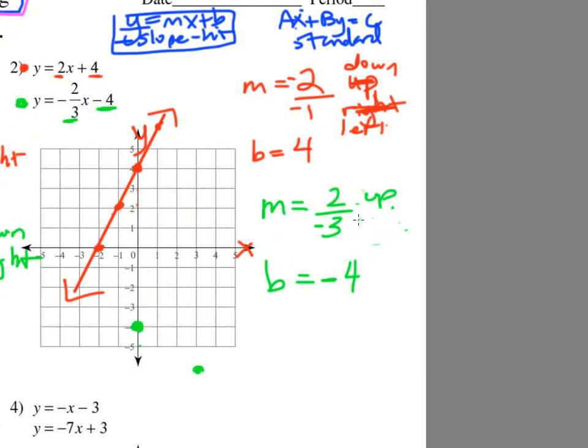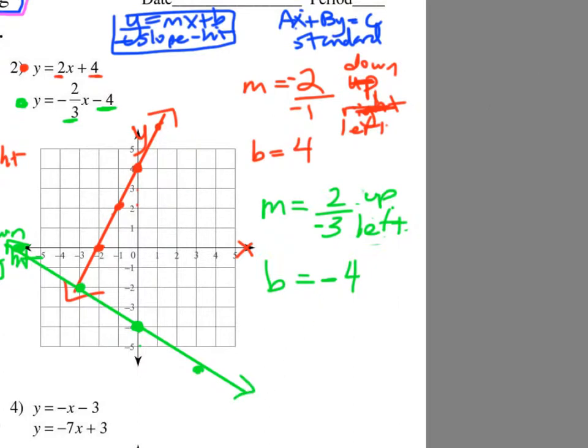And again, once you get comfortable, you don't have to keep writing it like this, you just do it in your head. So instead of down 2, right 3, I'm going to go up 2, left 3. Again, I'm off the page, I'm just going to guess. And we'll go ahead and draw a line through these guys. Straight line. Put our arrows.